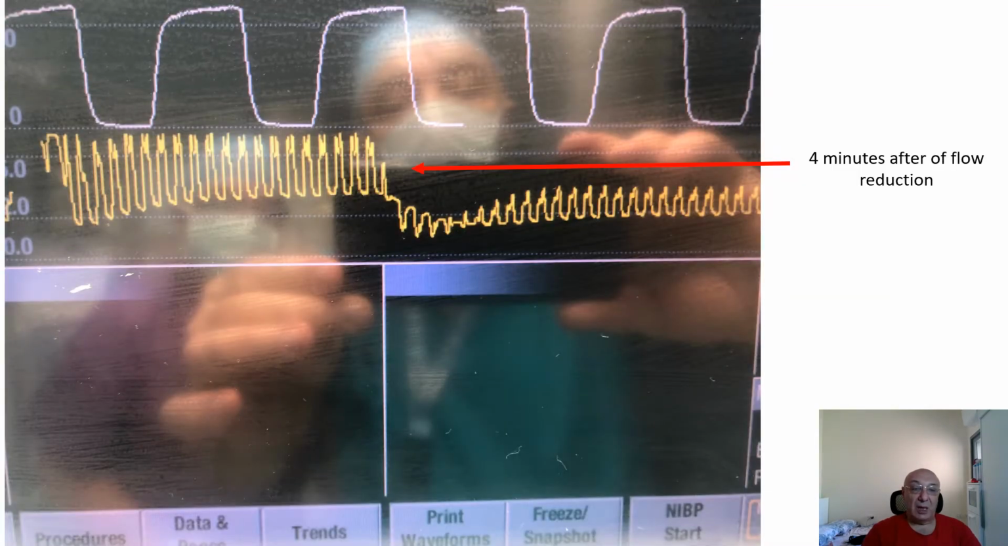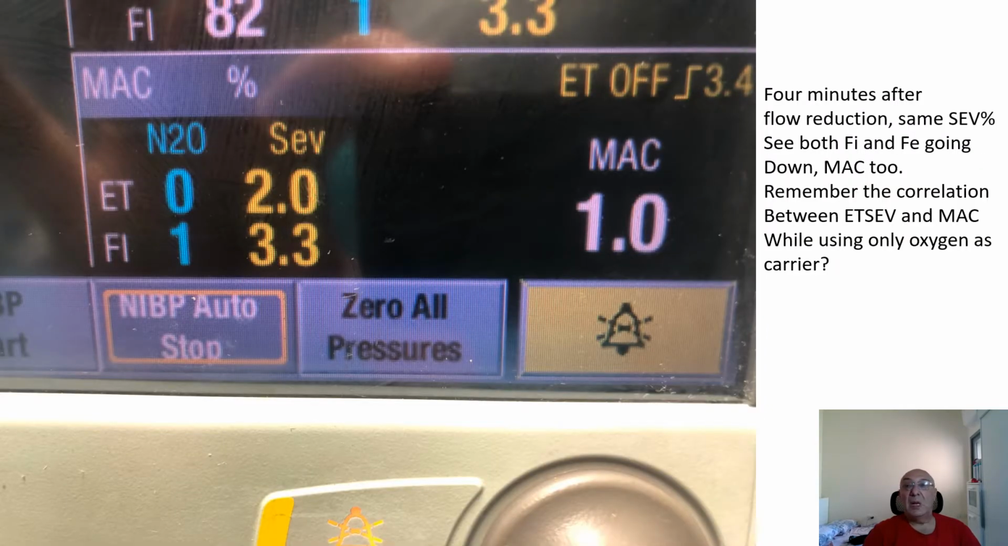And I'm trying to highlight here again something. Somewhere over here, we started reducing the flow. It took some more minutes until the end tidal and the fraction of inspired go close to each other, and then all the consumption went down until it equilibrated again. Now, 4 minutes after flow reduction, this is what we have.